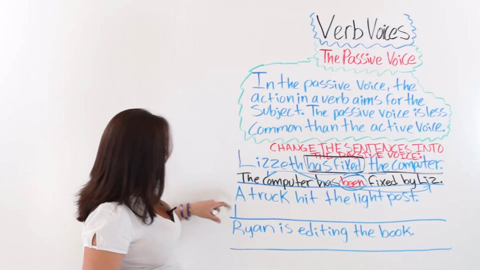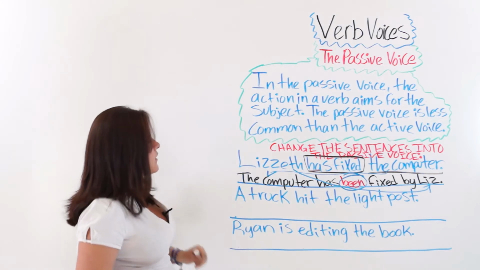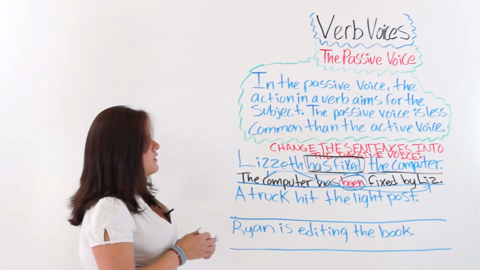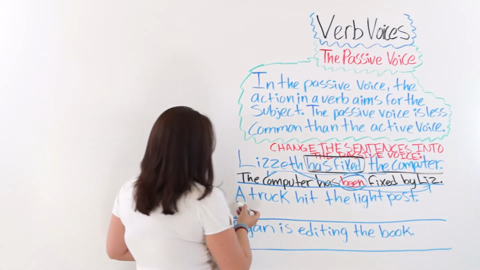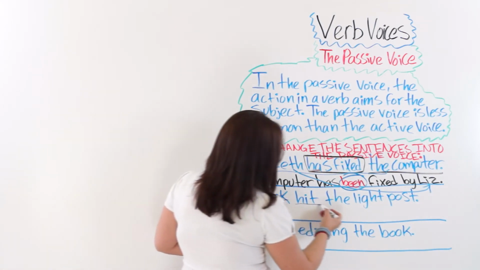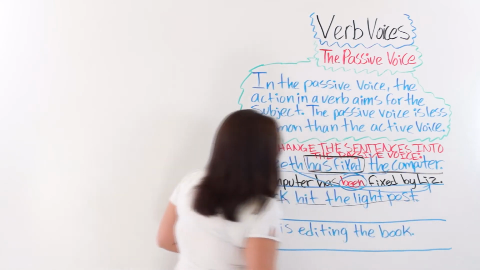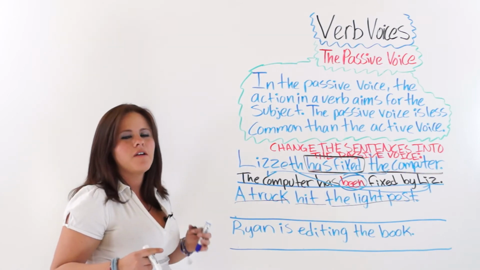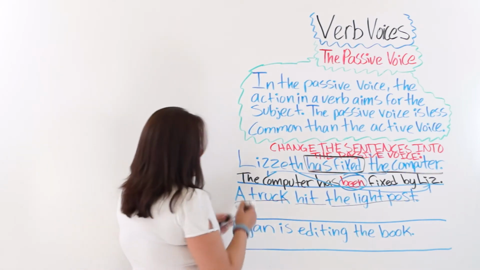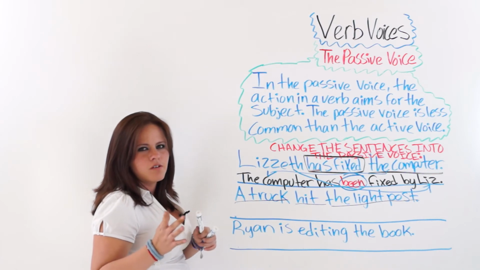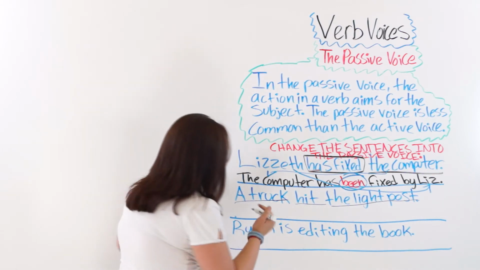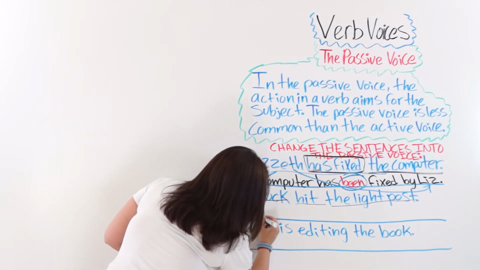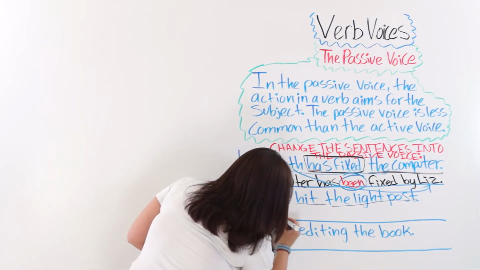Okay, and the last one says, a truck hit the light post. This is a regular active voice structure. Subject, verb, object. All right, we are going to invert that so that we can have the passive voice. So what are we going to do first? That's right. Place the object first. The light post.